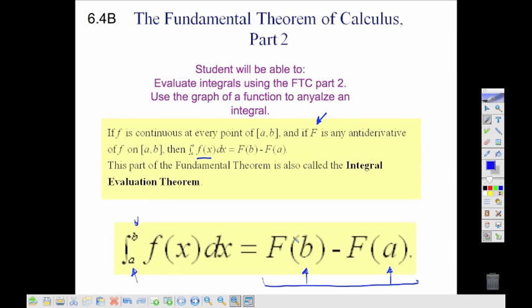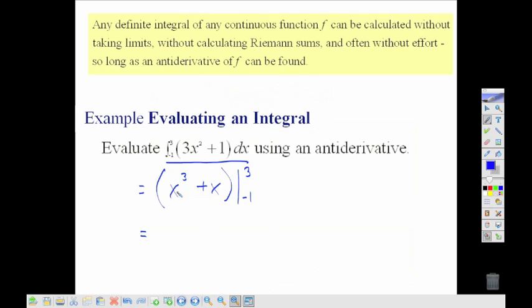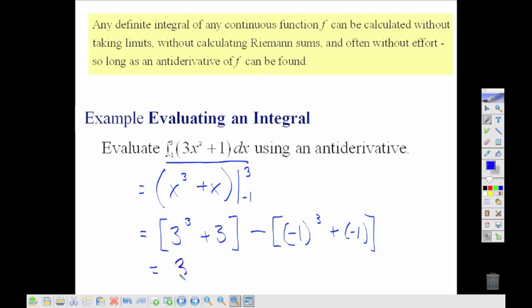What our fundamental theorem actually tells us is if we use that antiderivative, we can first plug in the upper limit, the 3. So I have 3 cubed plus 3 as my first part, minus, and then we do the same thing again except plug in the lower limit. And adding that together we get 32. And so I know that this integral here would work out to 32.